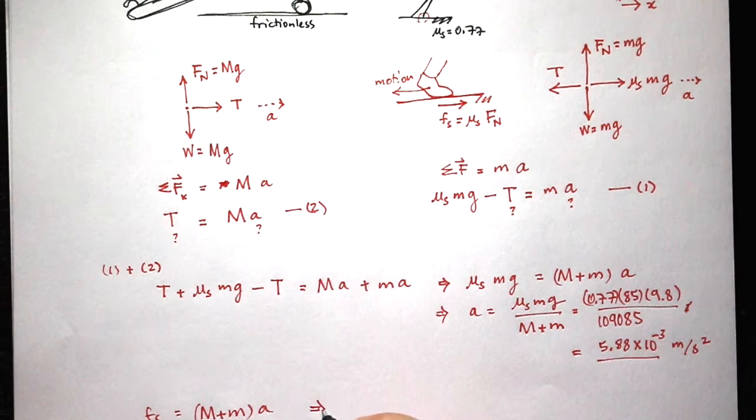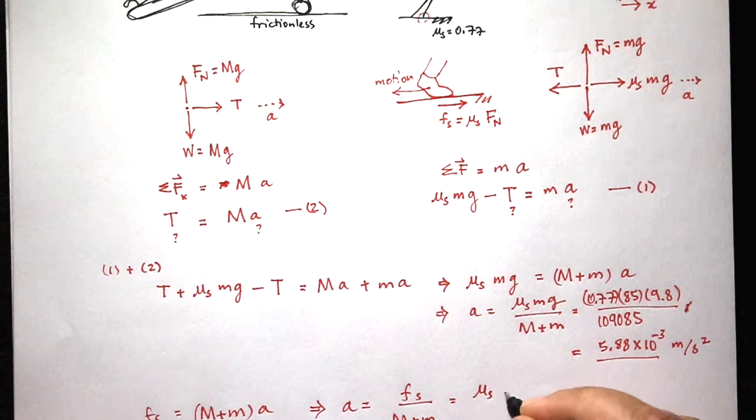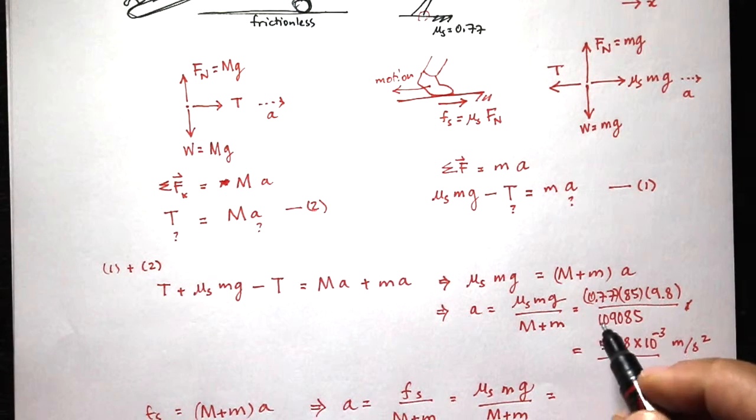which means that the acceleration is equal to the friction force divided by the mass of the system. And the friction force I figured out is the coefficient of static friction multiplied by the mass of the man multiplied by g, and that's divided by M plus m, and that's going to give me the same answer.